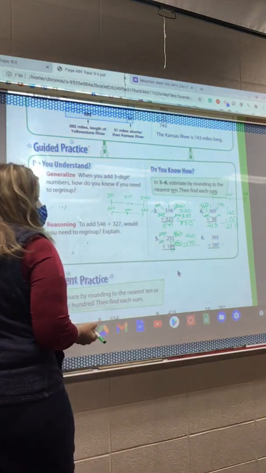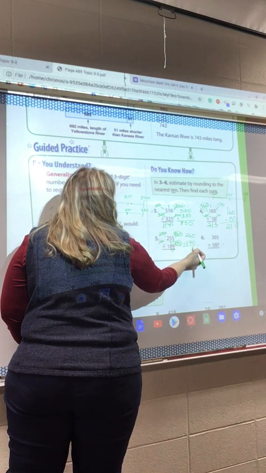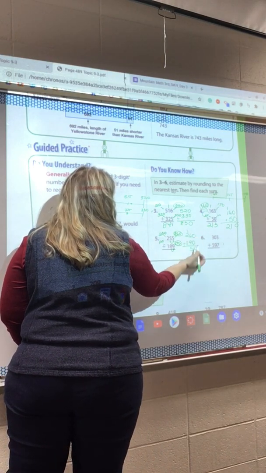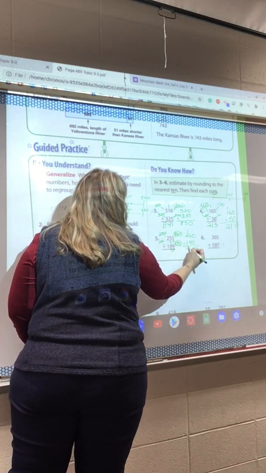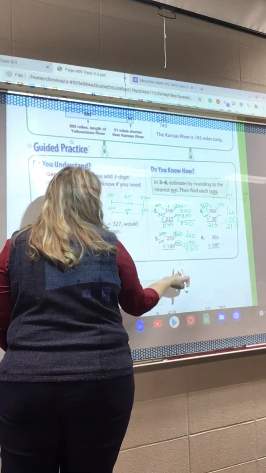Okay, so let's add it up. 0 plus 0 is 0. 9 plus 6 is 15. There's my 1. I'm going to group it. So 1, 2, 3, 4. 450. Now let's add our regular ones and see how we do.